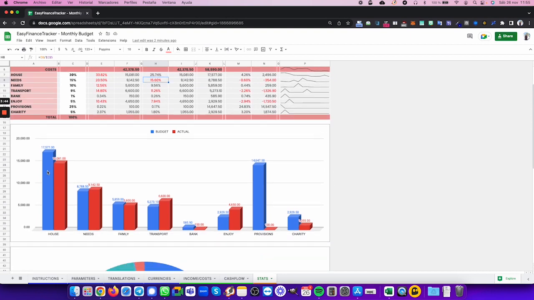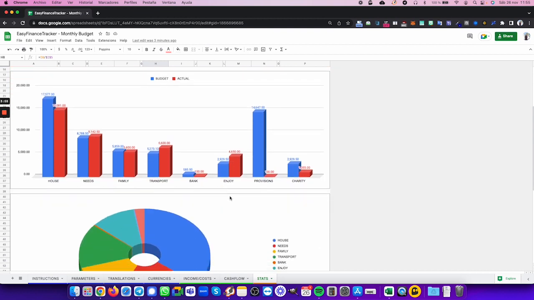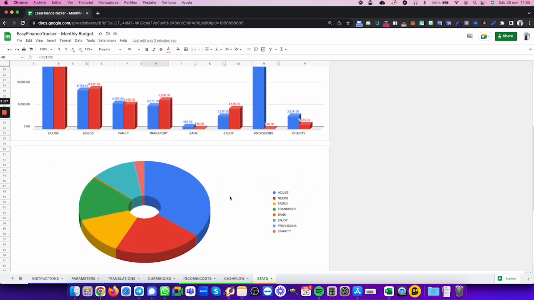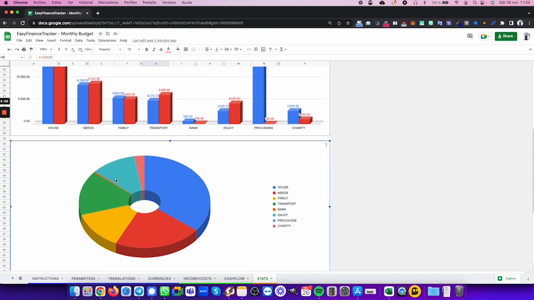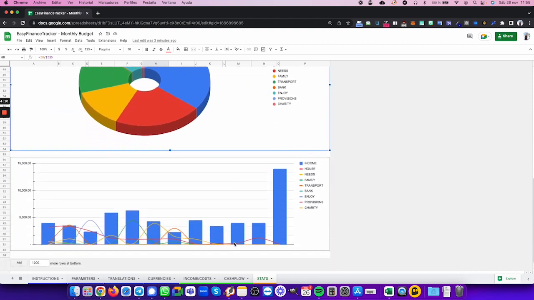In the graph below, however, it is possible to graphically see what your annual budget is and what you are spending for each category. This graph shows how spending is divided according to one's own costs. This whole portion is intended for household expenses, this part for needs, etc. Hovering over it with the mouse, you can see the percentages.